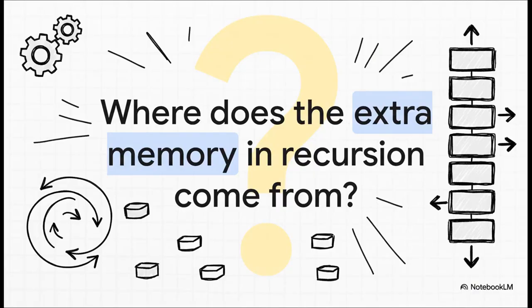So let's just ask the question straight up. When a function calls another function, how does the computer remember where to go back to when it's done? The answer is the call stack. And when a function is calling itself, this has some pretty huge implications.